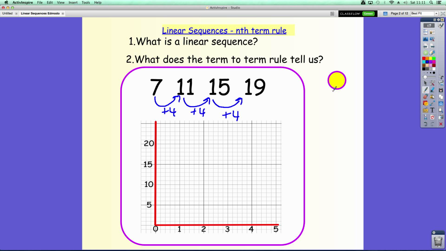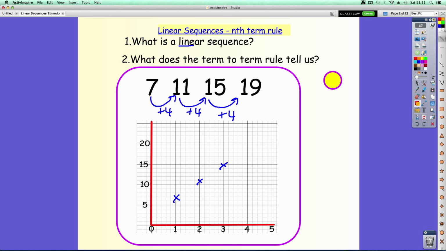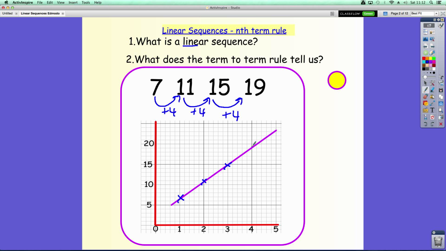Another reason why it's called a linear sequence is because if we put these values on a graph, we do get a straight line. So the first number is 7, the second number is 11, the third number is 15, and then the fourth number, you'll see if I connect using a straight line, happens to be just over there. So it's on the same line.